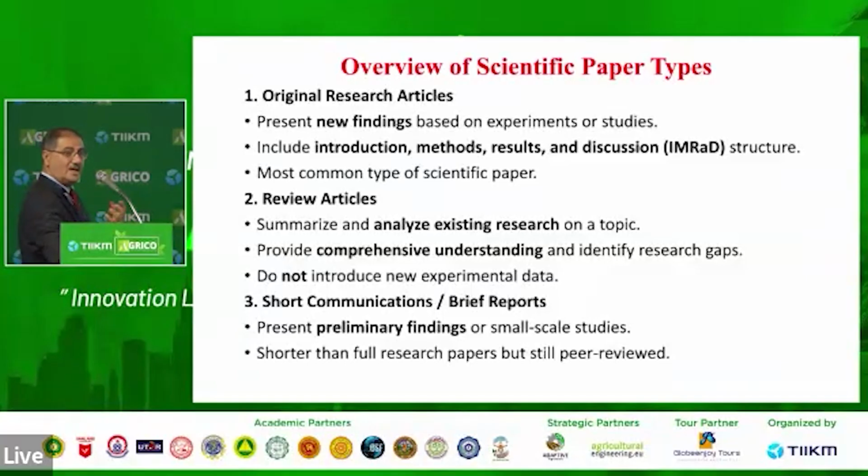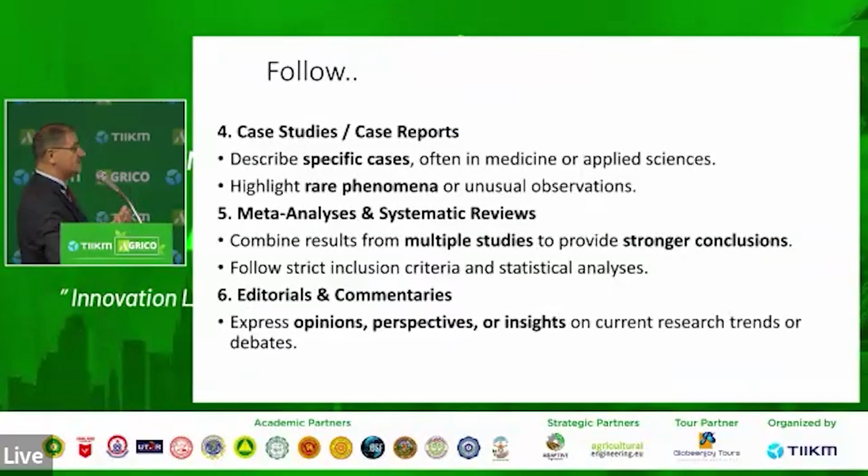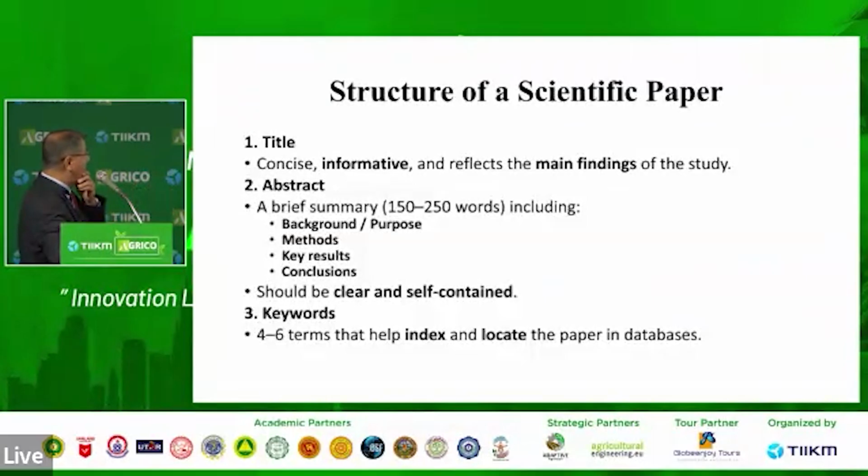When we look at the type of paper we are publishing, it can be an original research article, a review article, a short communication or brief report, or a case study or case report. People in medicine often publish case reports; they are not going to the publications like what we are doing in agriculture. We can also do a meta-analysis and systematic reviews, and sometimes we publish editorials and commentaries in the journals. Once you get to a journal, you read some commentary where somebody did that.